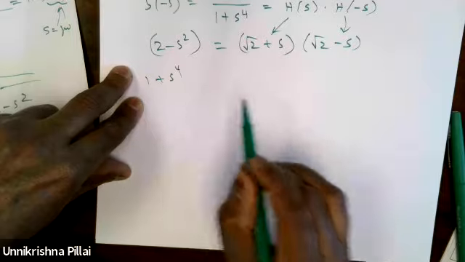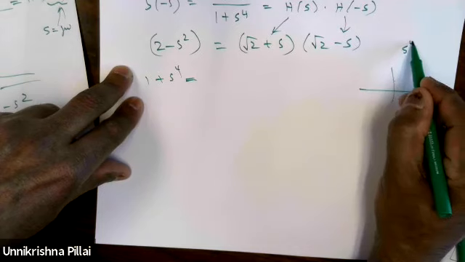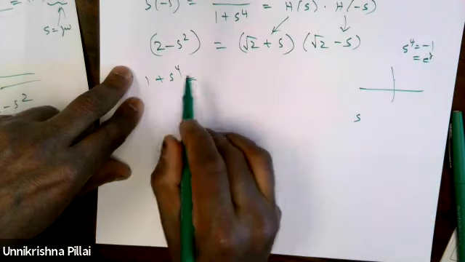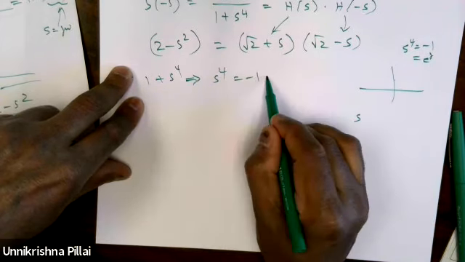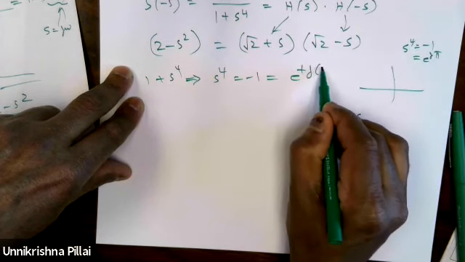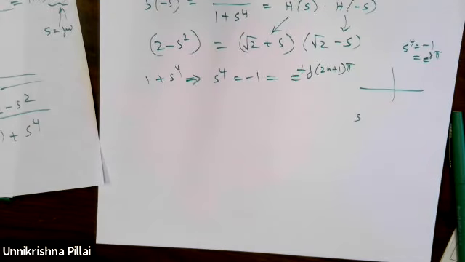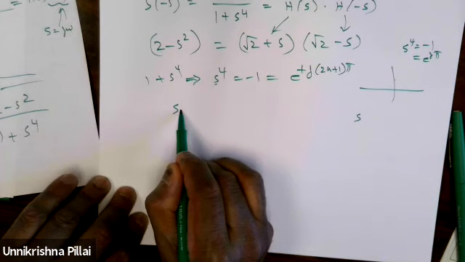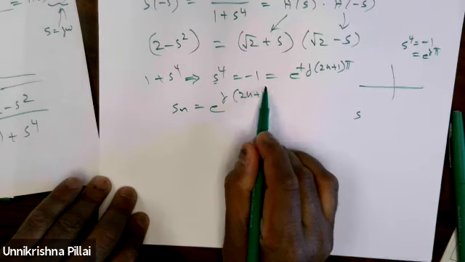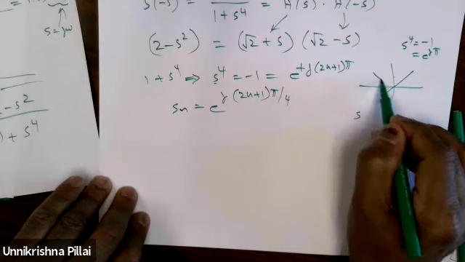How about 1 plus s to the fourth? I need to solve this equation: s to the fourth is minus 1. Minus 1 is e raised to j pi, or e raised to j odd multiples of pi. So the roots are e raised to j (2n plus 1) pi by 4. These are the four roots.